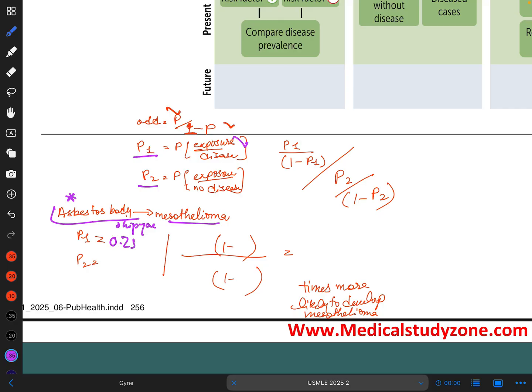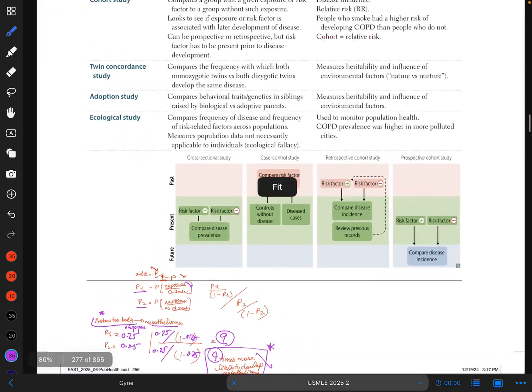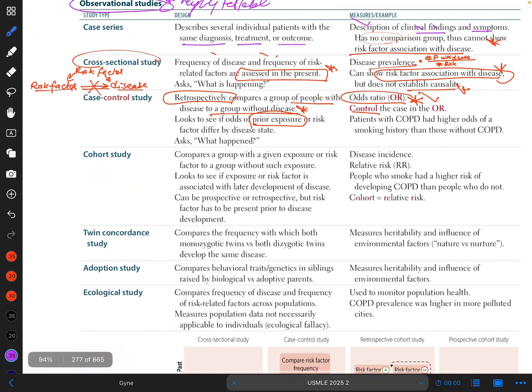So suppose the study finds that the probability of exposure to asbestos in patients with cancer is 0.75, while the probability of exposure to asbestos in disease-free patients is 0.25. Now, how do we set up our odds ratio equation for this? Well, we would do 0.75 over 1 minus 0.75, over 0.25 over 1 minus 0.25. Plug the numbers into our odds ratio equation, we get an odds ratio of 9. So a patient who has exposure to asbestos was 9 times more likely to develop mesothelioma.